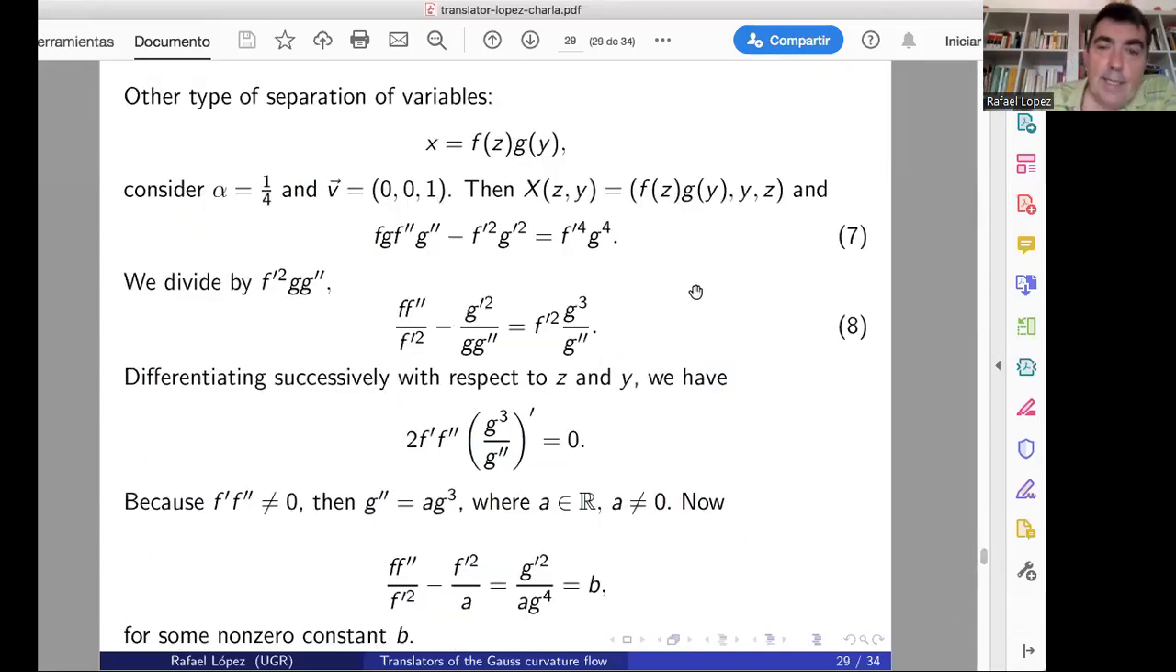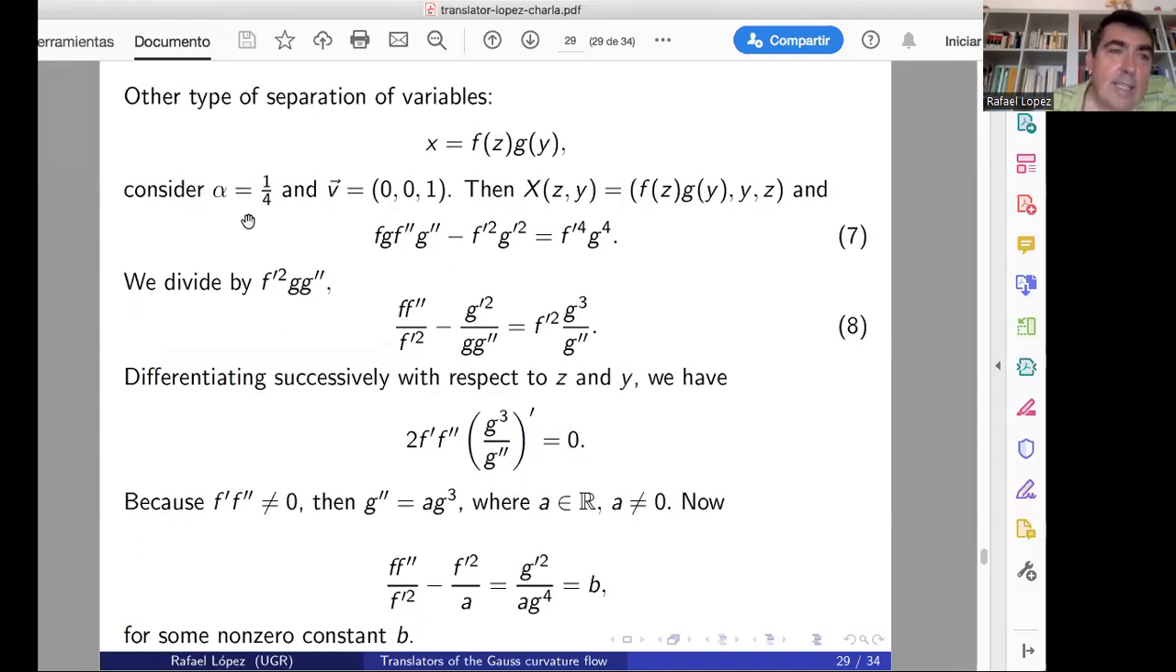Motivated by the theory of ordinary differential equations, it is possible to study other types of separation of variables. In fact, this is the idea in the theory of ordinary differential equations. It's the product of functions f and g. It's not necessary to read this slide line by line, but the key is that it's possible to obtain solutions of the equation.